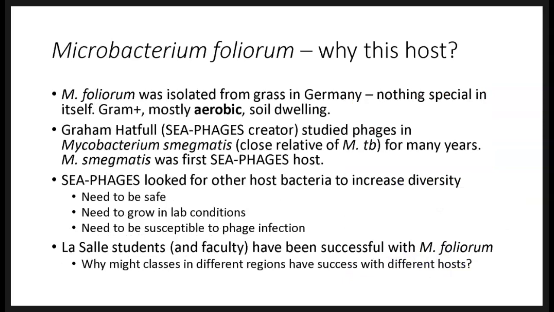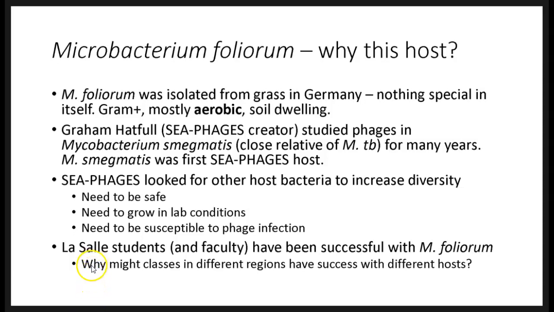So Mycobacterium foliorum is a bacteria that was isolated from a sample of grass in Germany. Right? There's nothing super important about M. foliorum in itself. It's gram-positive. It's mostly aerobic, and so it requires oxygen to grow. It lives in the soil.